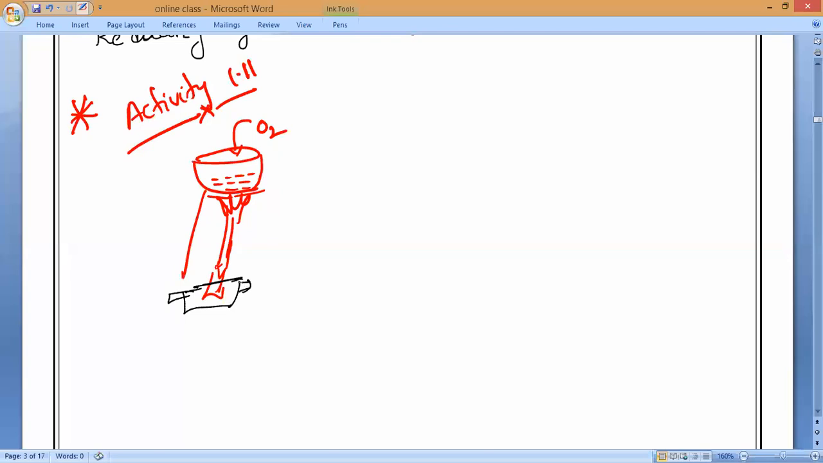What will form? In the first reaction of this chapter, magnesium is burning with the help of oxygen to form magnesium oxide. In the same way, I am taking copper powder here in a China dish. What is the color of copper powder? Reddish brown.